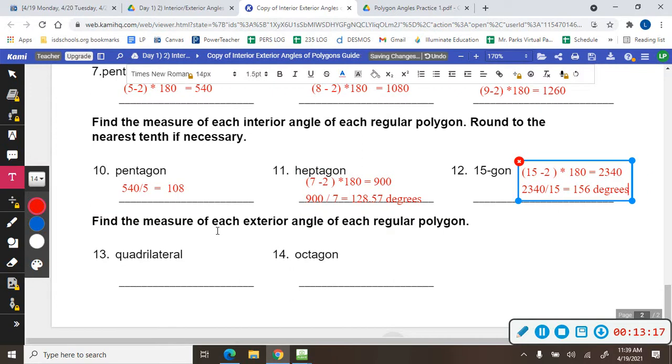Here, find the measure of each exterior angle. Now, all the exterior angles always add up to 360. So if they wanted the sum of all the exterior angles, you'd say 360. Sum of all, 360. But here, you just take 360 divided by 4, because a quadrilateral has 4 sides, and that gets 90. Here, 360 divided by 8, because an octagon's 8 sides. And so each exterior angle would be 360 divided by 8, 45 degrees.